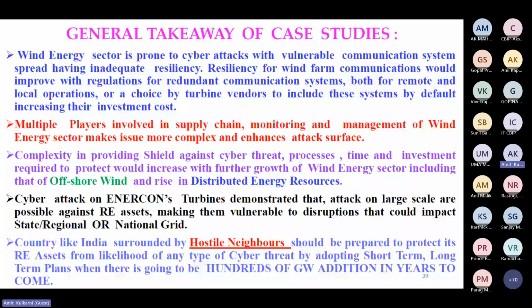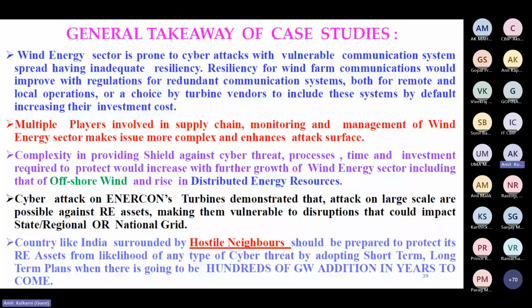With offshore wind farms on the rise, and also distributed energy sources, these threats are going to be seen often in days to come. So we need to be very vigilant in tackling these issues. How we are going to cover that is in the next part at the last. The cyber attack on Enercon's turbines demonstrated that a large-scale attack of this type on RE systems or assets makes them very vulnerable to disruption and could impact the state, regional or national grid.